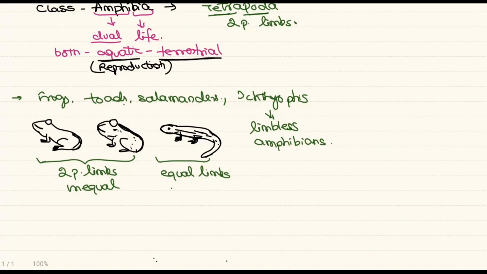So let's see the basic characteristics. So we have seen that the class Amphibia means they can survive both in water, aquatic, as well as land, terrestrial. Thus the name Amphibia or dual life. As tetrapods, they have 2 pairs of limbs. Limbs can be unequal or limbs can be equal. In Ichthyophis, limbs are absent. The common animals we have seen are frogs, toads, salamanders, and we have limbless amphibians called Ichthyophis. Let's see the basic characteristics now.